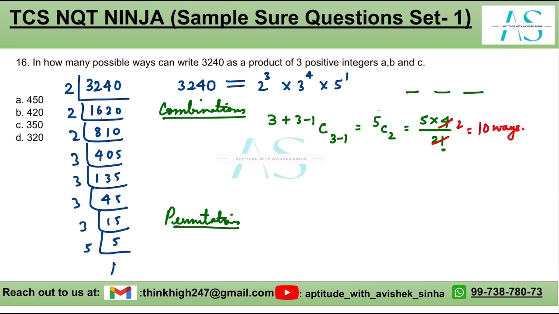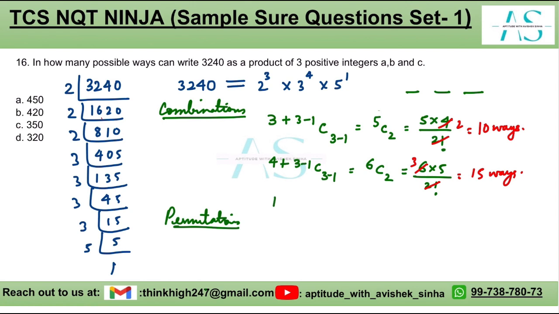Second, all the 3's. So how many 3's do we have? 4 3's, so it is 4 plus 3 minus 1 C 3 minus 1. This is 6C2. 6C2 is basically 6 into 5 upon 2 factorial, which is 15 ways.